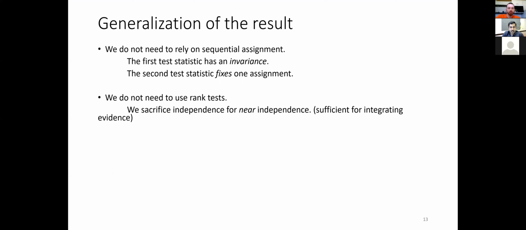The second generalization: I used ranks before, but you don't need to use ranks. You can use almost any test you want. What you lose is that you don't get exact independence. You get something called near independence, and near independence is going to be sufficient for us. I'll precisely define what near independence is later on in this talk.